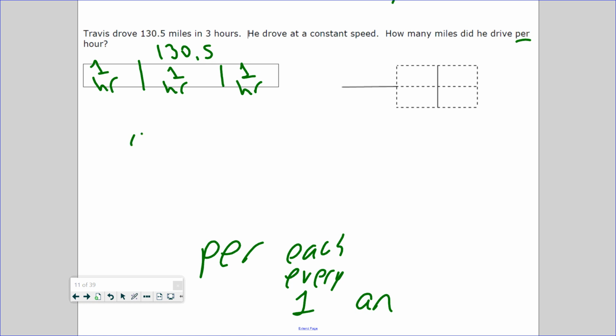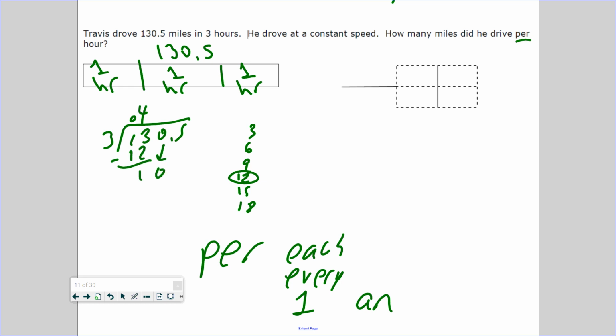So I'm going to break 130.5 miles into 3 hours so I can find out how many miles go in for each one. Can 3 go in 1? Nope. Can 3 go in 13? The pattern for 3 is 3, 6, 9, 12, 15, 18. So it goes in 4 times, which is 12, the 4th number.